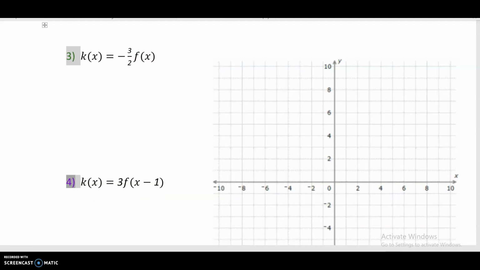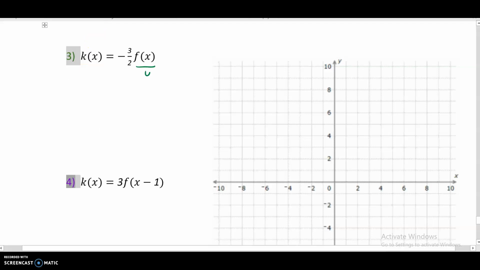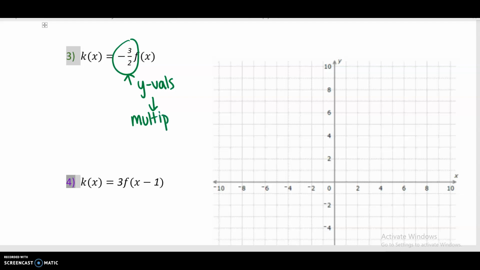So number 3 says to get k of x, you're going to take f of x, which again is kind of like y, and you're going to multiply it by 3 halves. Not just 3 halves, but negative 3 halves. Since this is directly attached to the function, these are going to affect your y values. You're going to take all of your y values and multiply them by negative 3 halves, which is negative 1.5 for the record.